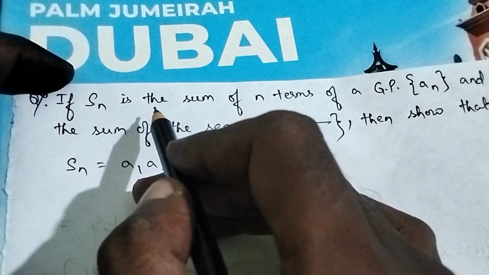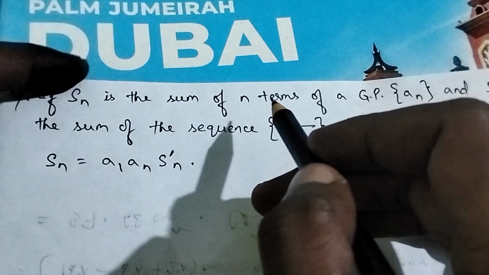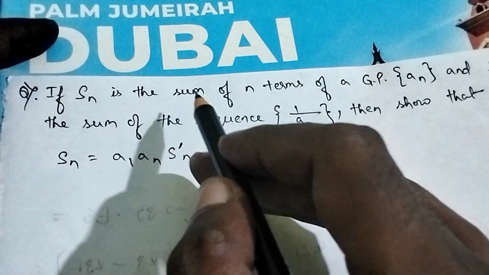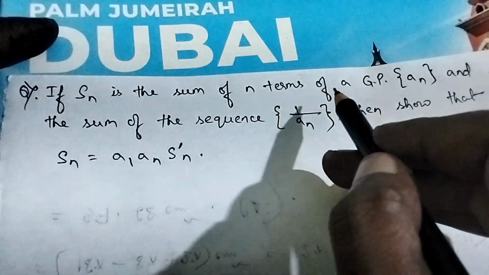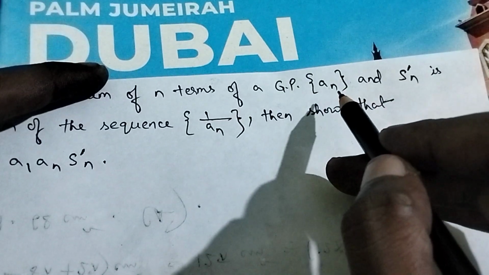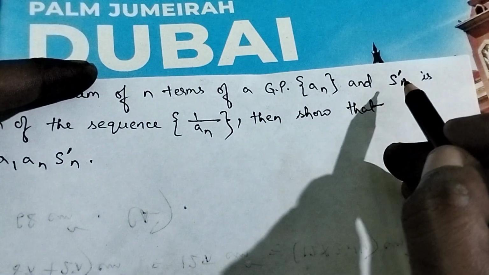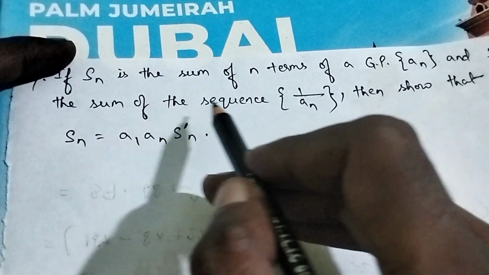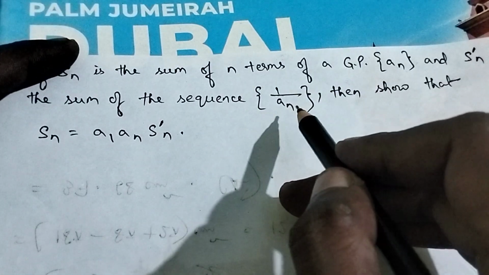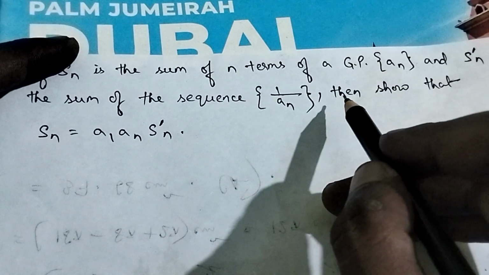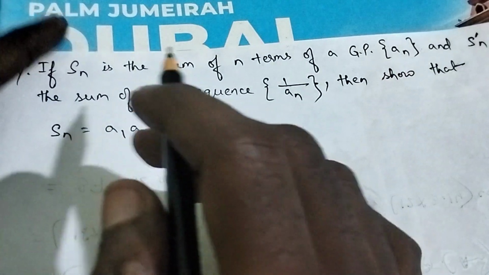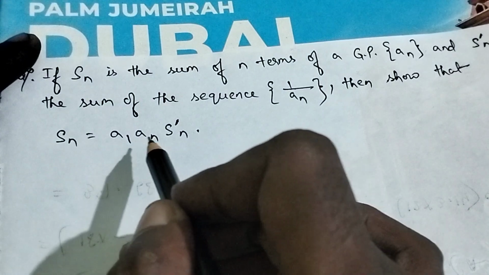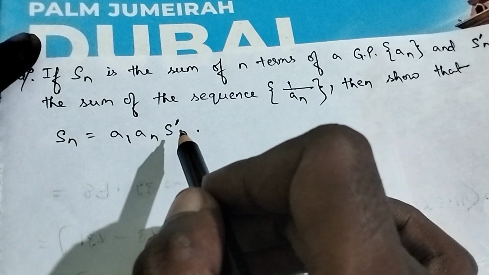If Sn is the sum of n terms of a GP An, and S dash n is the sum of the sequence 1 by An, then show that Sn is equal to A1 into An into S dash n.